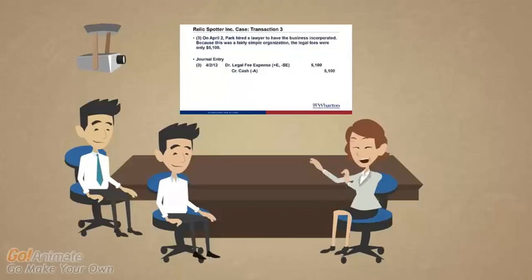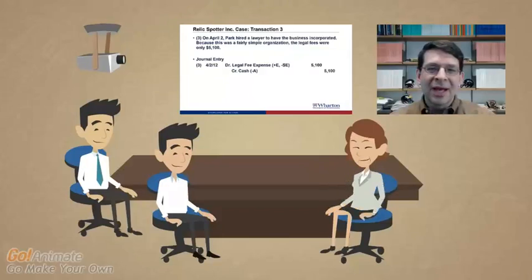Why isn't this an asset? I guess you could say this is an asset because the future benefit is we get to operate the business forever, but that's pretty lame. And in fact, the rules actually say that this kind of expenditure should be expensed immediately as a cost of doing business.